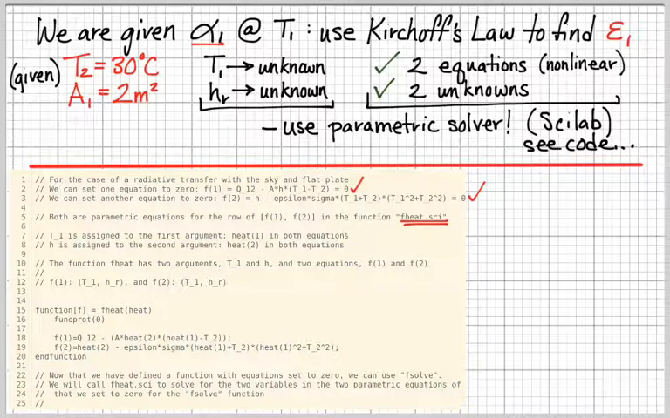Now line 15 is where we start defining the function. The function is f-heat. The inputs are going to be heat 1 and heat 2 for the two unknowns. And then you see in line 18 and 19 the actual equations written out and ready to go. In line 16, the funcprot(0), that's just some basic cleaning up for the equation. It's not fundamental to what we're doing here. And then you see endfunction that closes out the function f.